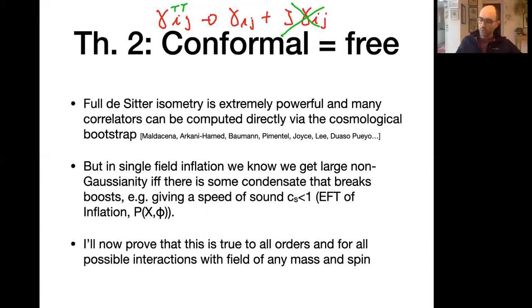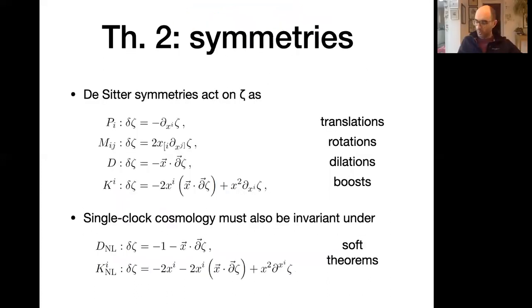No? In that case, I'm going to prove something. What I'm going to prove, mathematically, is a simple statement. I'm going to prove that if you insist on working in de Sitter and computing the correlator of zeta, then those correlators need to be invariant under all of these symmetries. This is the full set of symmetries that you need. It's translations, rotations, dilations. If you insist on working in de Sitter, then you're also saying, oh, I also have the de Sitter boosts.